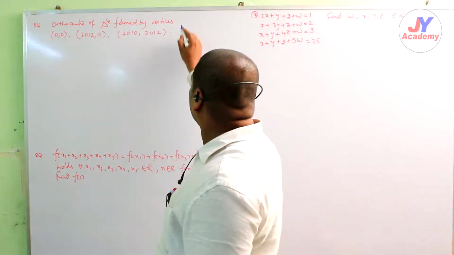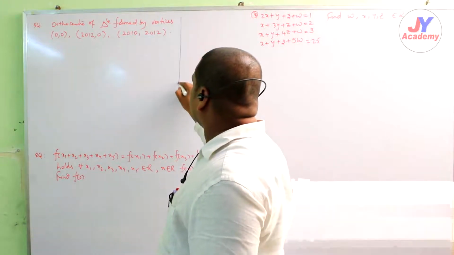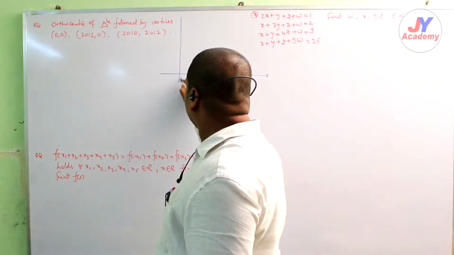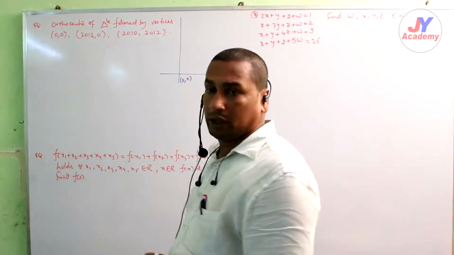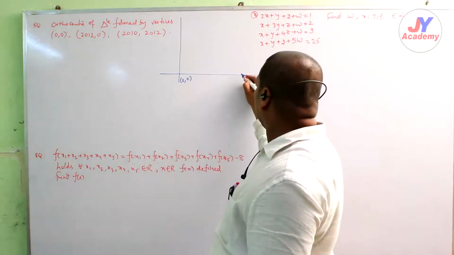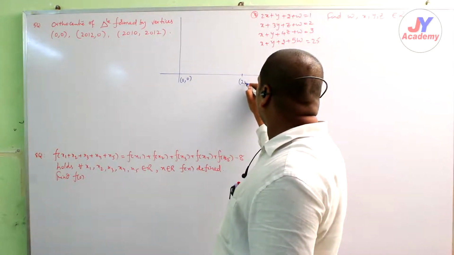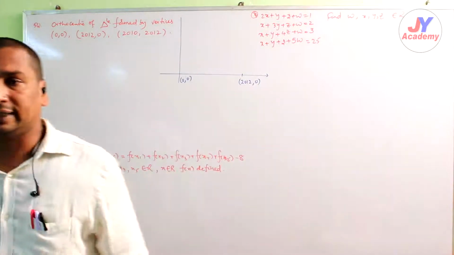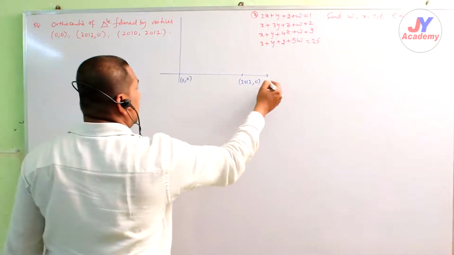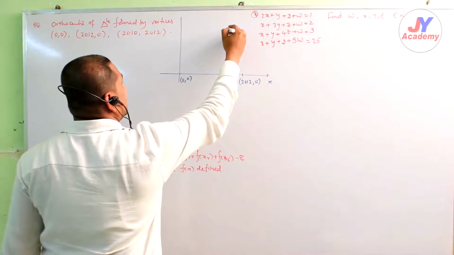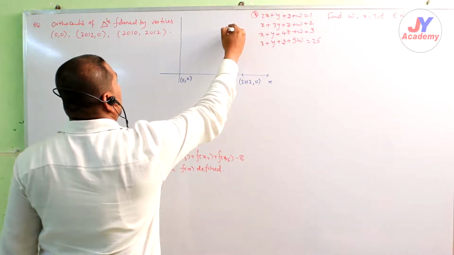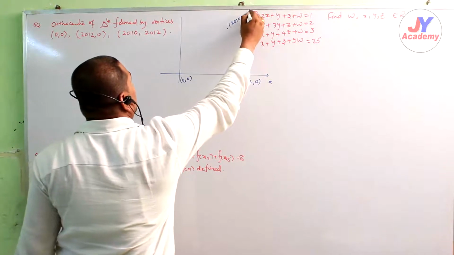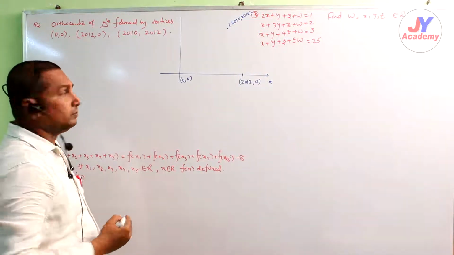Orthocenter of the triangle formed by the vertices 0, 0, 2012, 0 and 2010, 2012. Okay. So consider the coordinate axis. So one vertex is 0, 0. Other vertex is 2012, 0, because the y coordinate 0 is on the x axis. And the third vertex is 2010, 2012. This is the triangle.